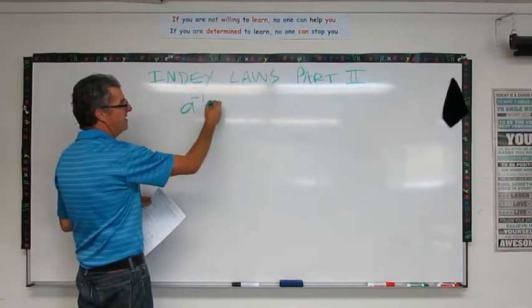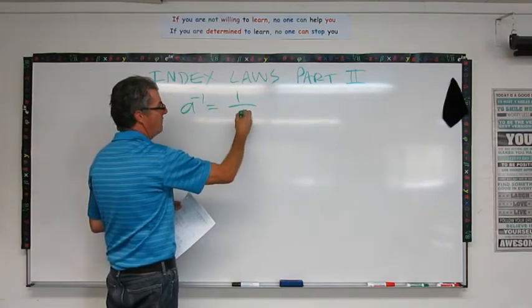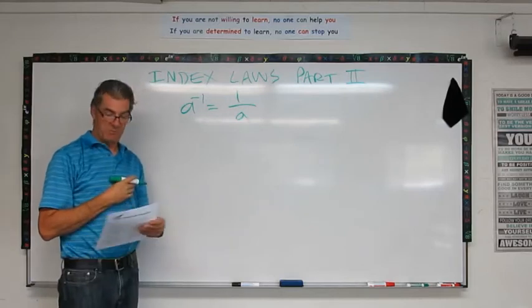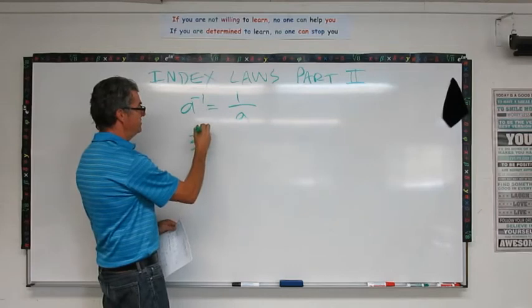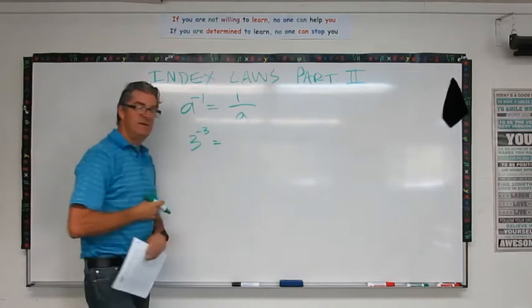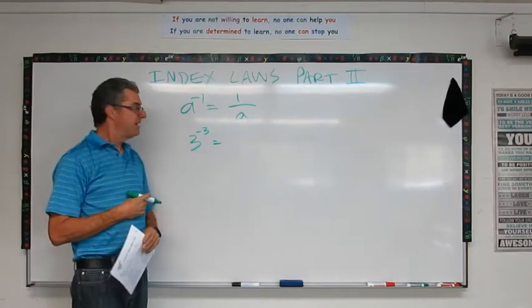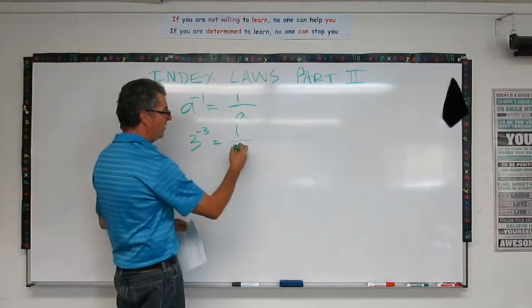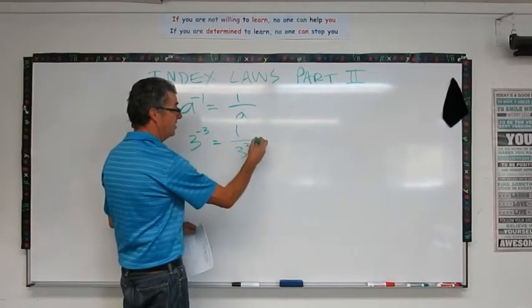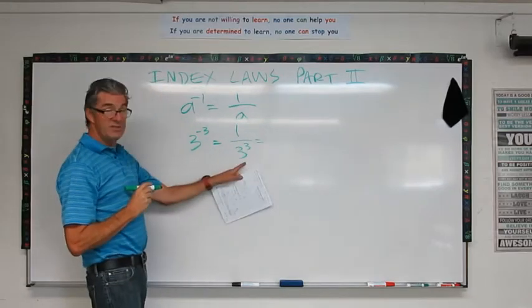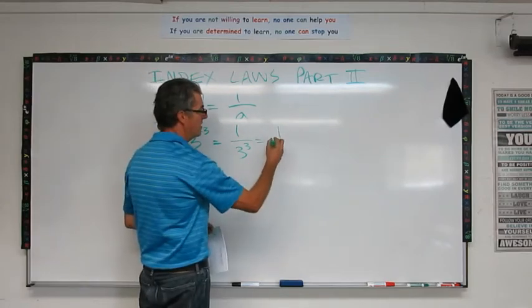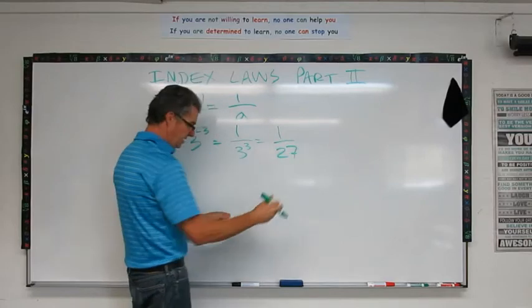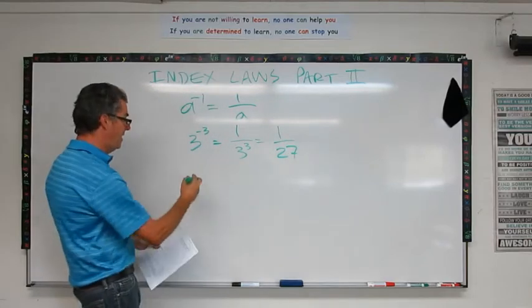A to the negative 1 is just 1 over a. Okay? Pretty straightforward. Let me give you one. 3 to the negative 3 power. Pause the video. Okay, so if you went 1 over 3 to the 3, you're good, you're just not finished. What's 3 to the 3? 3 times 3 times 3, 27. 1 over 27.